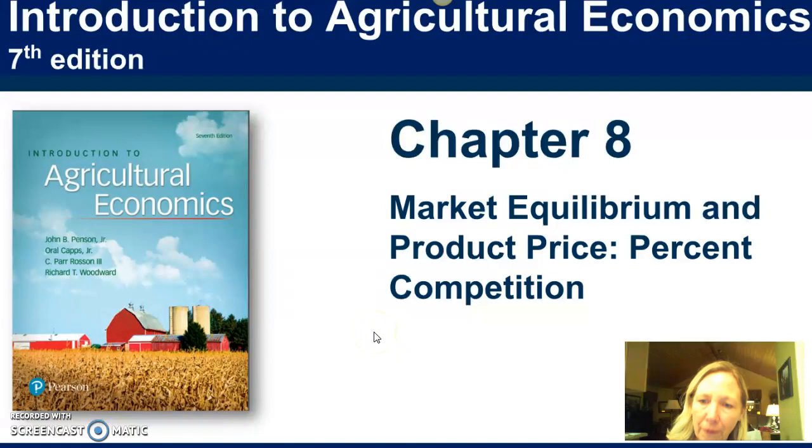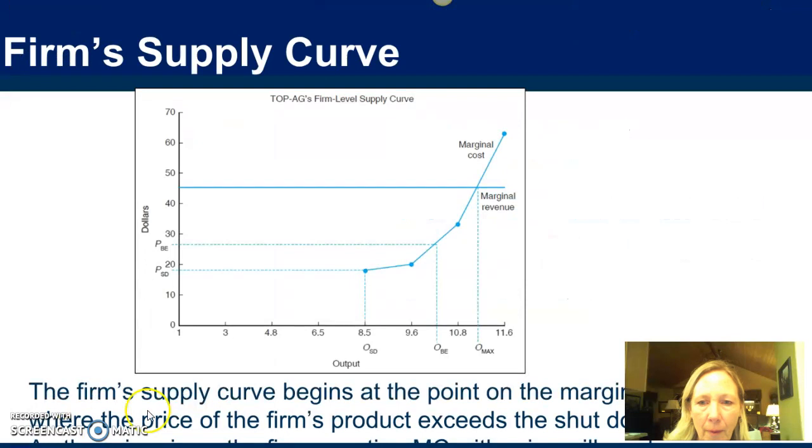That should say perfect competition, not percent. I did not catch that. That's the book's error. Anyway, moving on. Maybe I'll fix it later.